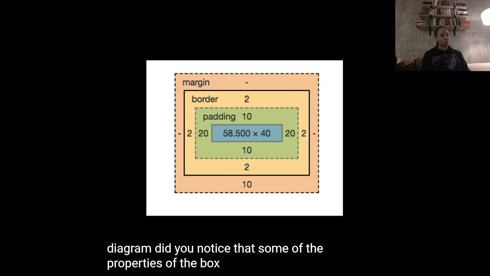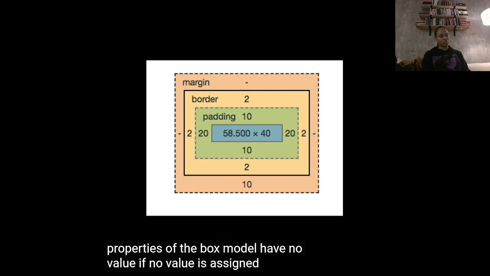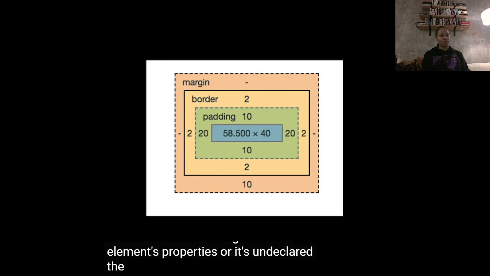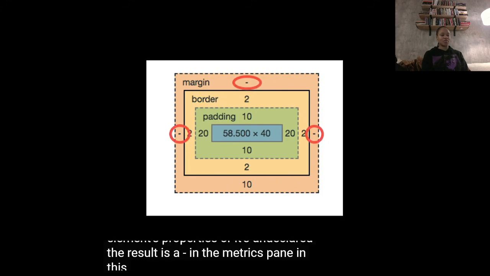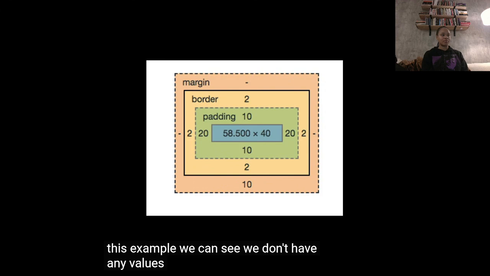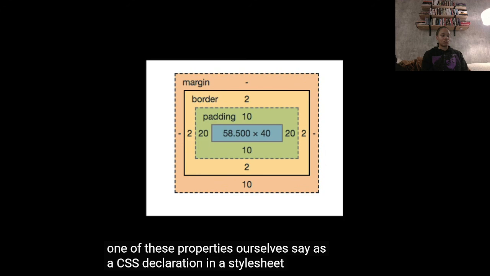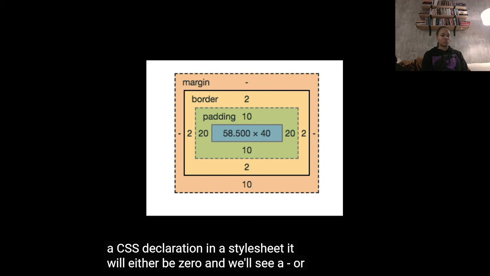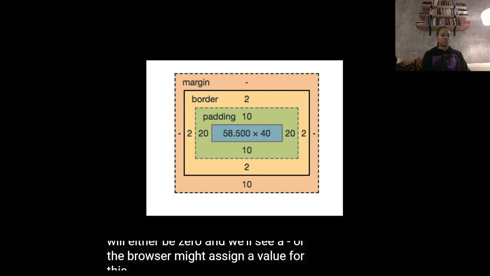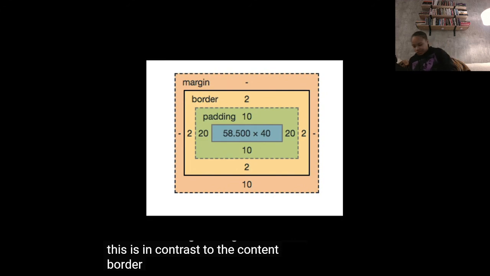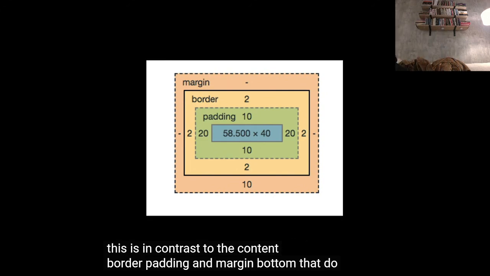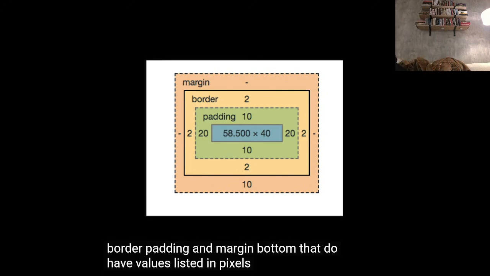Did you notice that some of the properties of the box model have no value? If no value is assigned to an element's properties or it's undeclared, the result is a dash in the metrics pane. In this example, we can see we don't have any values assigned for margin top, left, or right. If we don't give value to one of these properties ourselves, say as a CSS declaration in a style sheet, it will either be 0 and we'll see a dash, or the browser might assign a value. This is in contrast to the content, border, padding, and margin bottom that do have values listed in pixels.